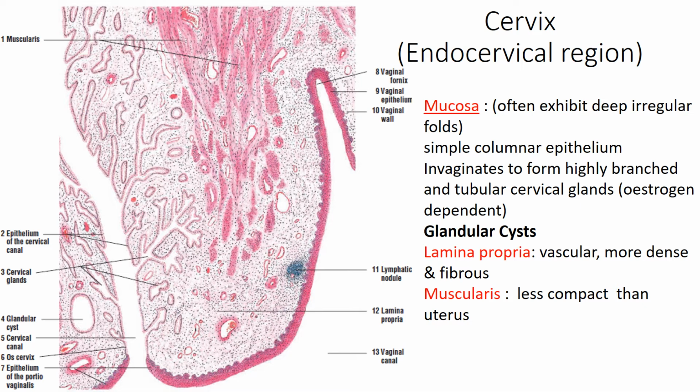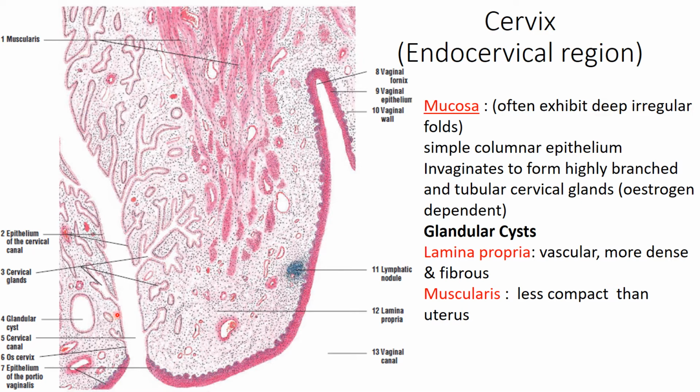So this is about the mucus glands, the branched mucus glands. Now some of these glandular portions become enclosed like a cyst, and these are known as glandular cysts.